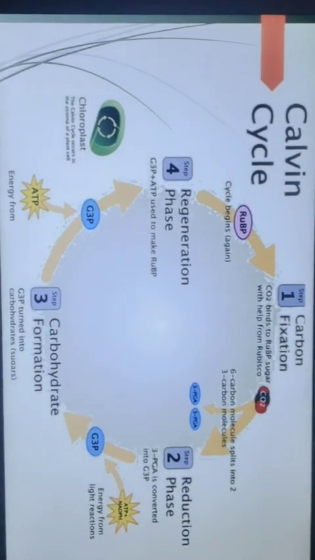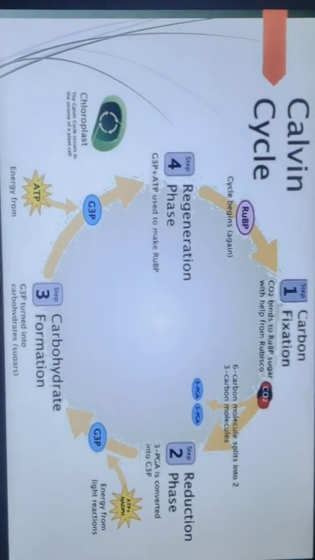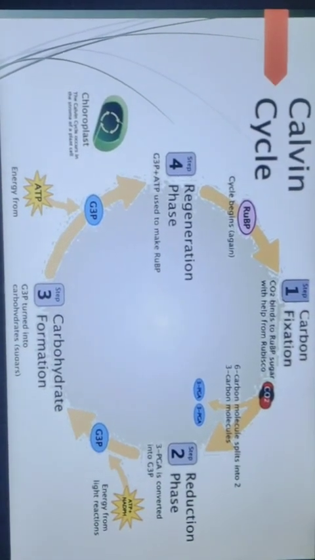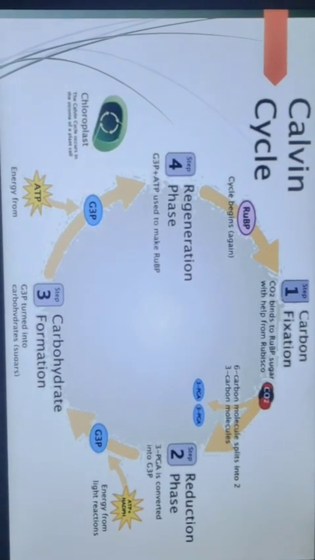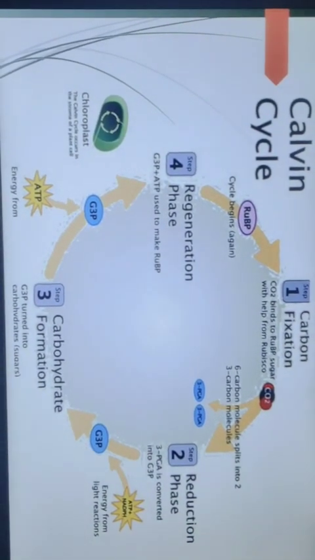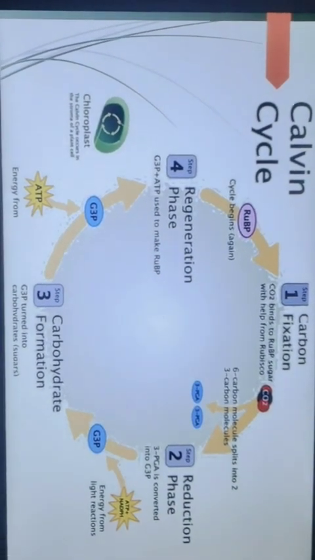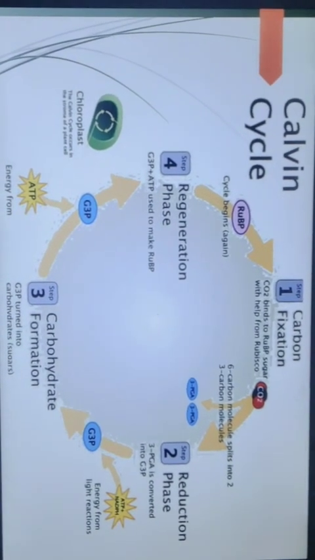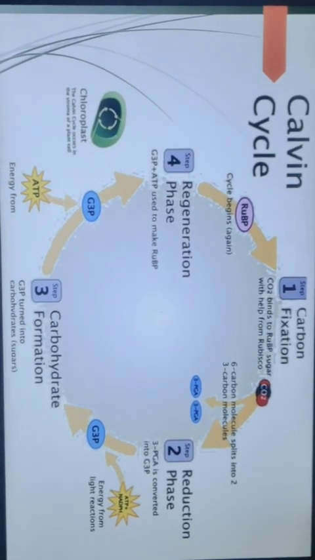Now diagrammatically we can represent the Calvin cycle. So the Calvin cycle occurs in the stroma of a plant cell. Now the first step is the carbon fixation. That means carbon dioxide binds with the RuBP, which is a sugar, with the help of enzyme Rubisco to form 3-PGA. Now the second step is the reduction phase, in which the 3-PGA is converted to G3P in the presence of assimilatory power, ATP and NADPH.